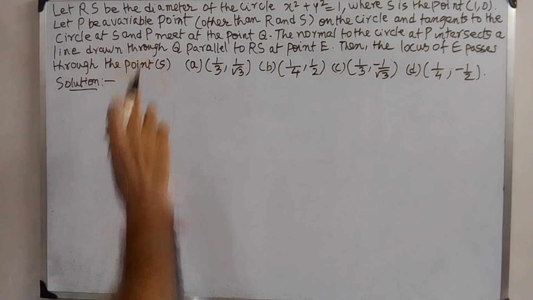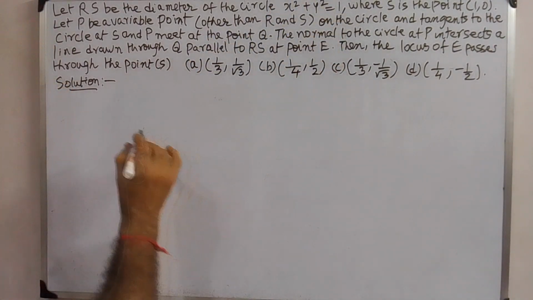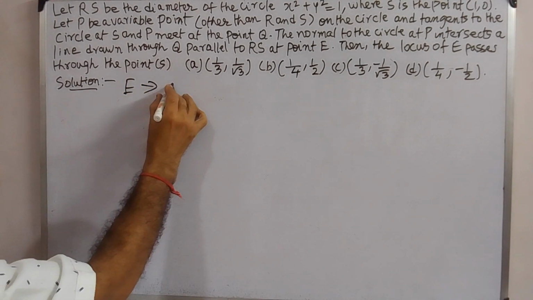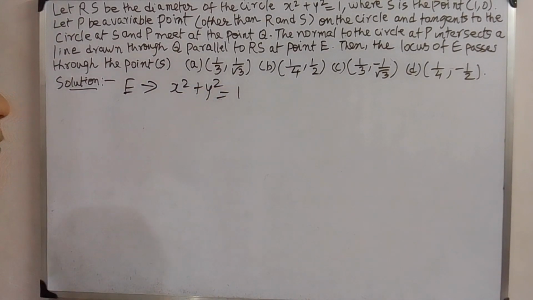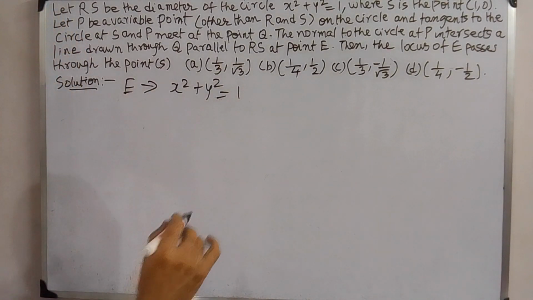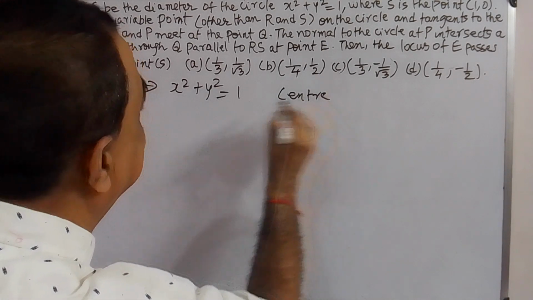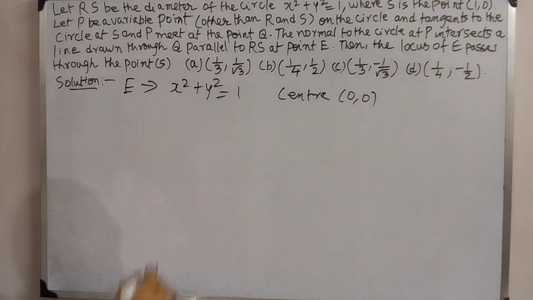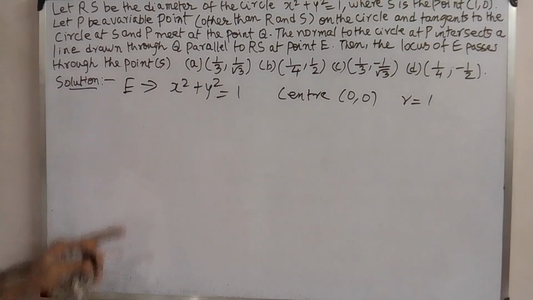See here, what is being told to us? It is given to us that this is the equation of a circle. The equation of the circle is x squared plus y squared equals 1. So what we understand from this equation is that the center of this circle is the origin, (0, 0), and the radius of the circle is 1.